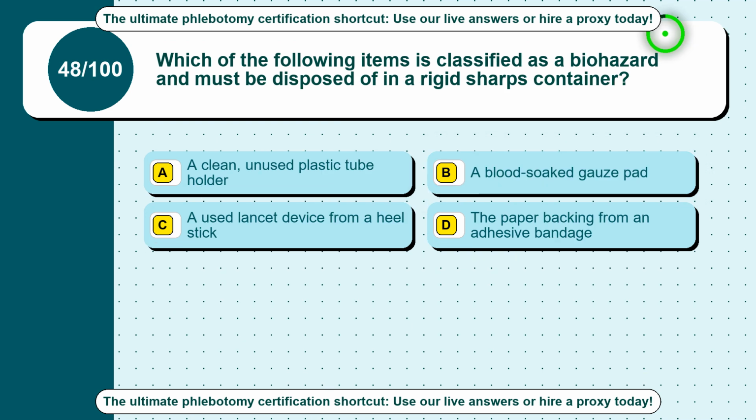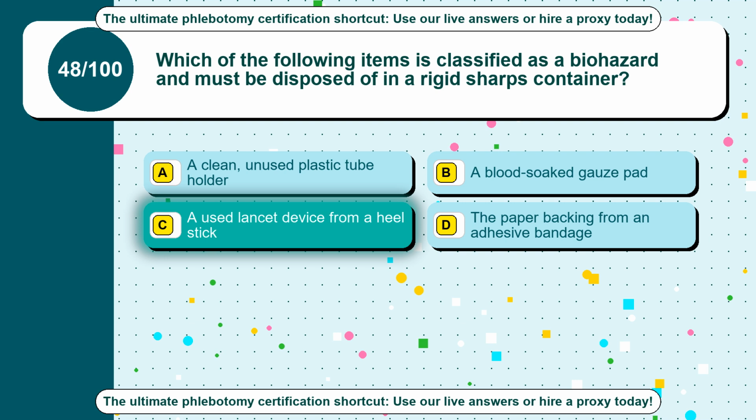Question 48. Which of the following items is classified as a biohazard and must be disposed of in a rigid sharps container? Option A, clean, unused plastic tube holder. Option B, a blood-soaked gauze pad. Option C, a used lancet device from a heel stick. Option D, the paper backing from an adhesive bandage. The correct answer is option C, a used lancet device from a heel stick.